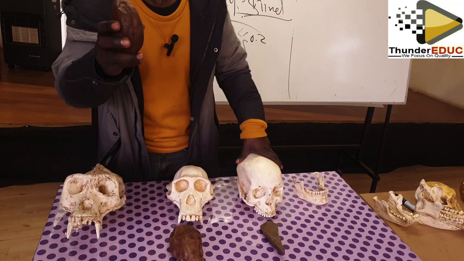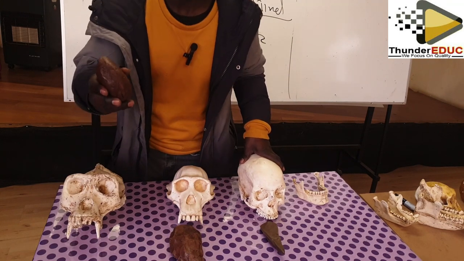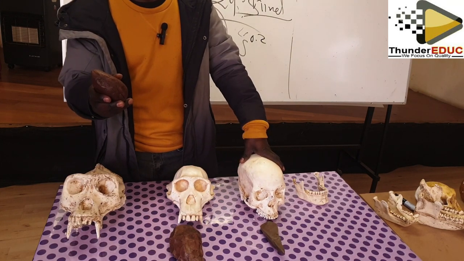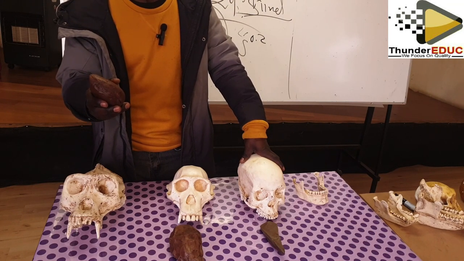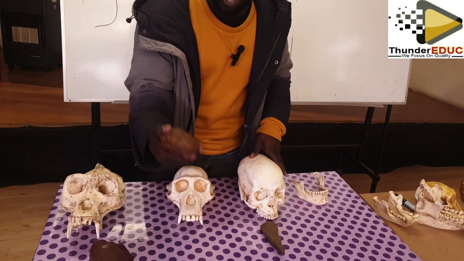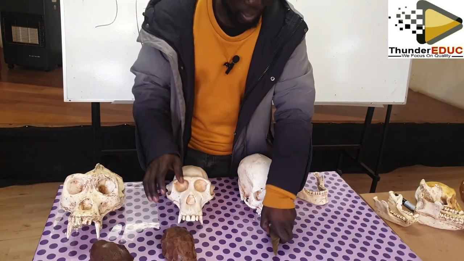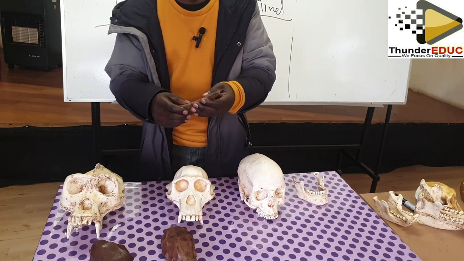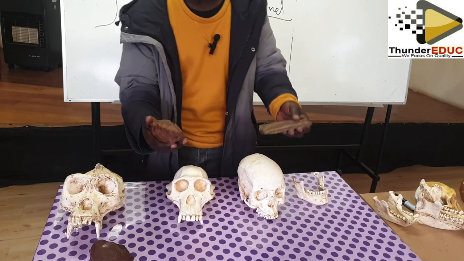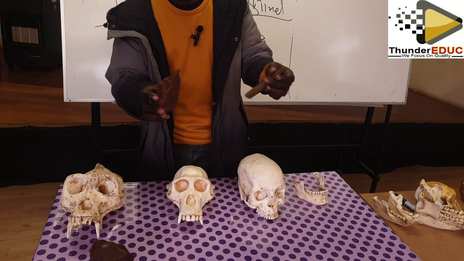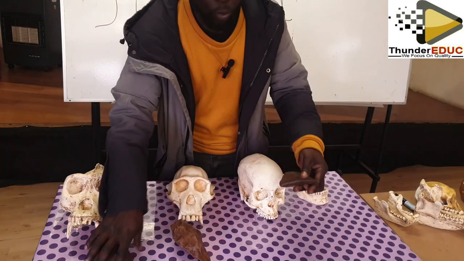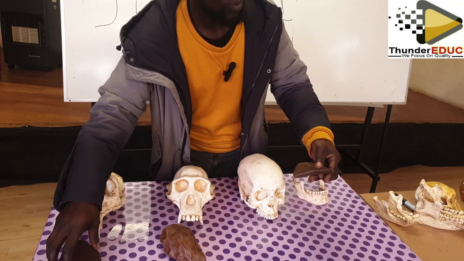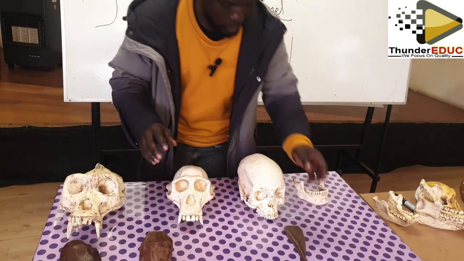So we call these ones Oldowan tools. Oldowan. Spell that, sir. Yes. So these ones, they are more sharper. These ones are like a spear. It becomes more blades, isn't it? It becomes more edges to cut, isn't it? Yeah, so, but these ones, the first tool to be used, we call them Oldowan tools.